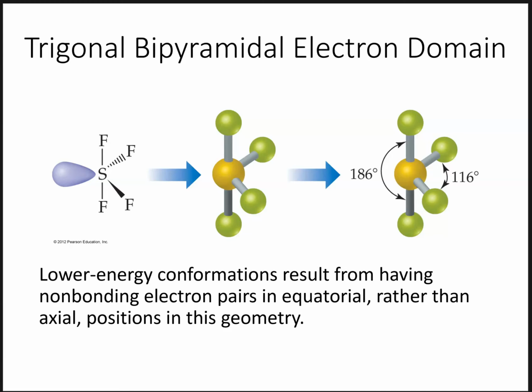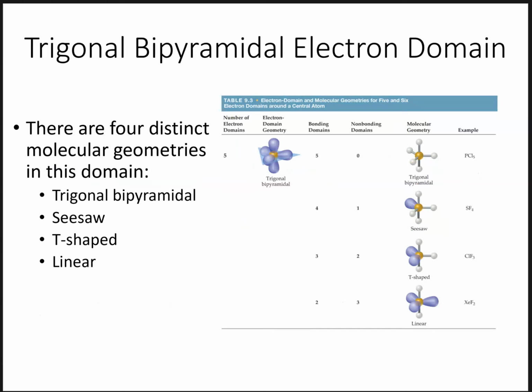In this trigonal bipyramidal electron domain, we have its 4 distinct geometries. We have a trigonal bipyramidal, which is when all 5 domains have bonds in them. We have a seesaw when we remove one of the equatorial positions. We have T-shaped when we remove 2. And we have linear when we remove all 3.